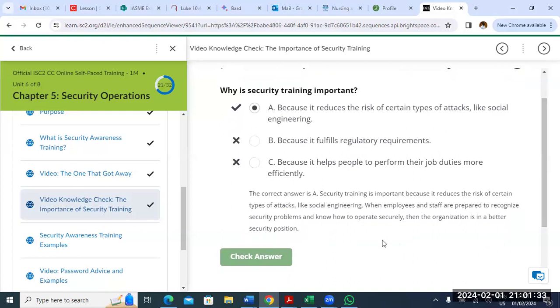Yeah. Security training is important because it reduces the risk of certain types of attack. When employees and staff are prepared to recognize security problems and know how to operate securely, the organization is in a better security position, because this is the end result. But how do you know that you are actually performing your job duty efficiently? If you are not, you are also not reducing the risk in the environment.